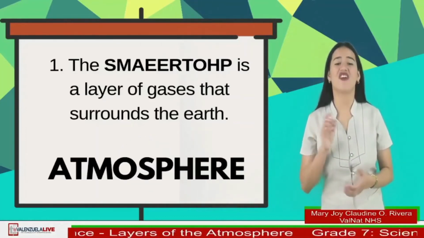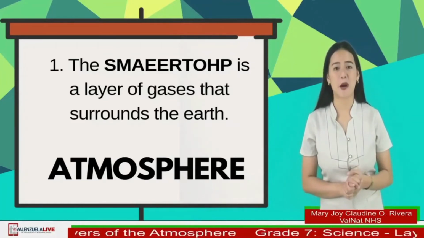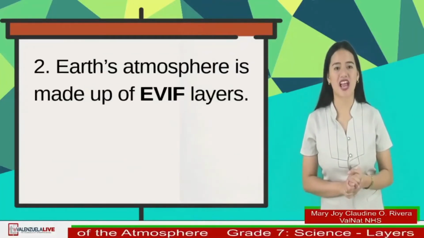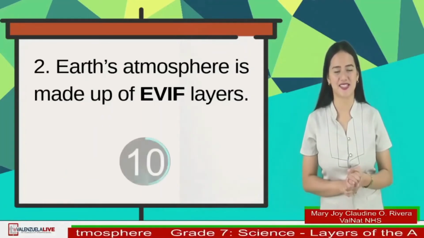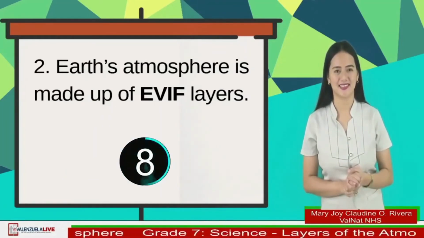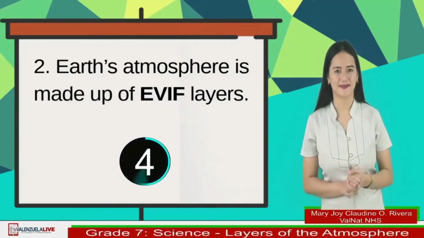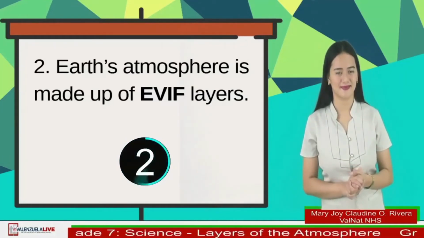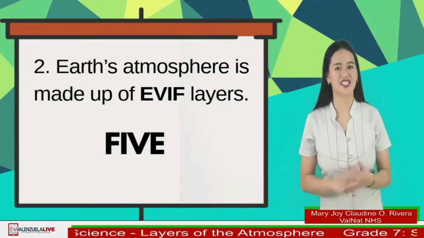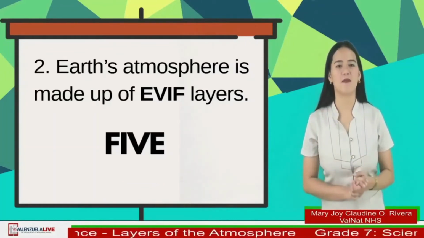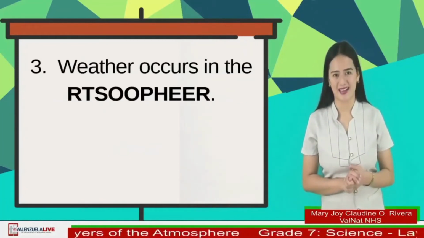Correct. The answer is atmosphere. Number 2. Earth's atmosphere is made up of blank layers. Great. The answer is 5. Number 3. Weather occurs in the blank.